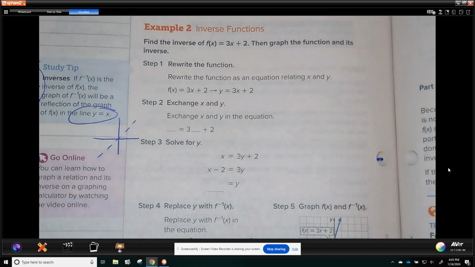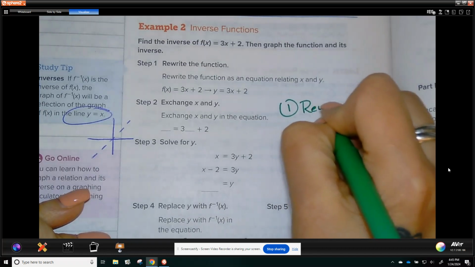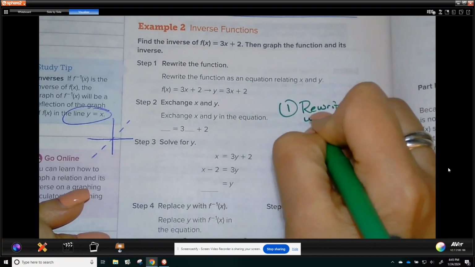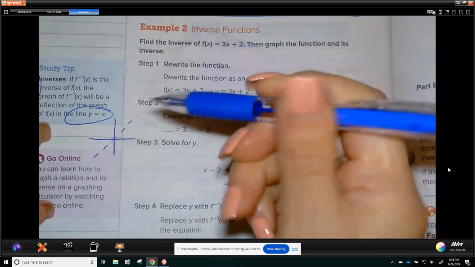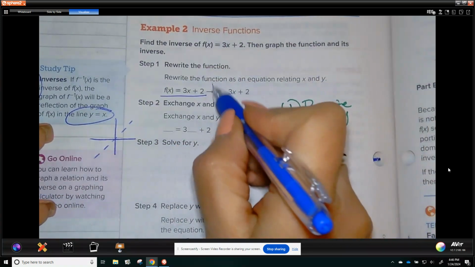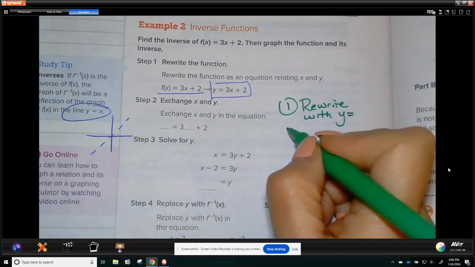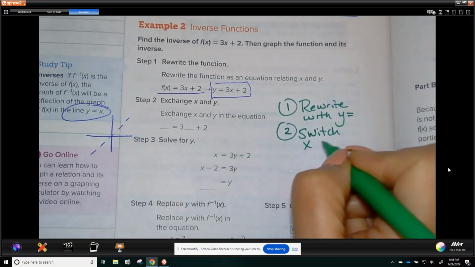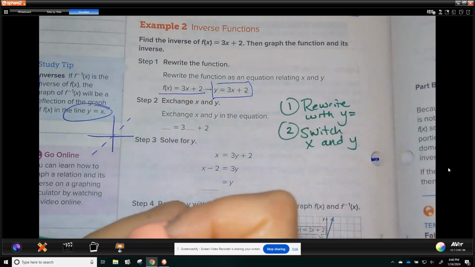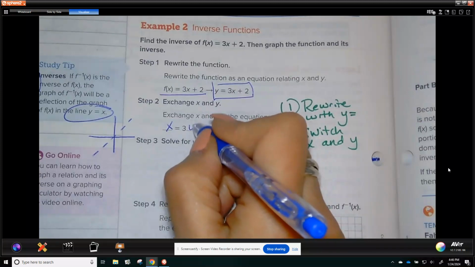Okay, so there are three steps, and I always write these out, so I'm going to write them. I'm not going to highlight. Number one, rewrite with y. So here's our function. Great. Rewrite it y equals. Step two, switch x and y. So everywhere there's a y, I'm going to put an x. Everywhere there's an x, I'm going to put a y.